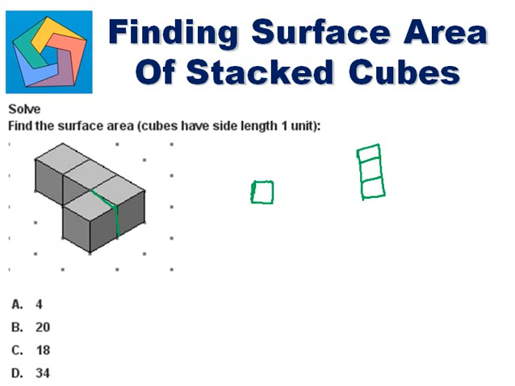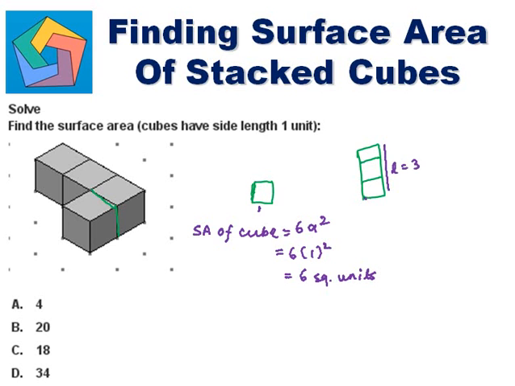So the surface area of this cube, this is side length 1. Surface area of a cube is 6a squared, which is 6 times 1 squared, which is 6 square units. And for this cuboid, length will be 3, width will be 1, and height will also be 1.